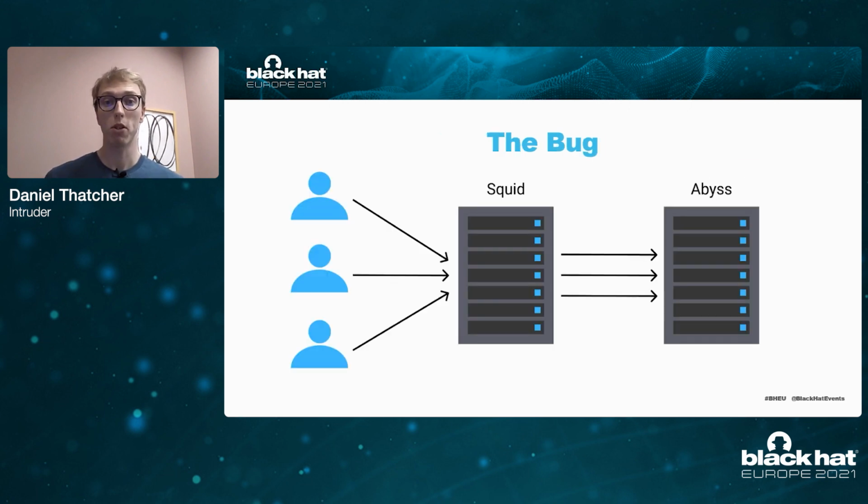So just to recap the setup, we have Squid acting as a front end, doing some caching in front of Abyss. Now you can exploit this bug to do more than caching. You can directly affect other users' requests. However, I'm showing caching here as I think it's the nicest sort of simple way to show this bug.